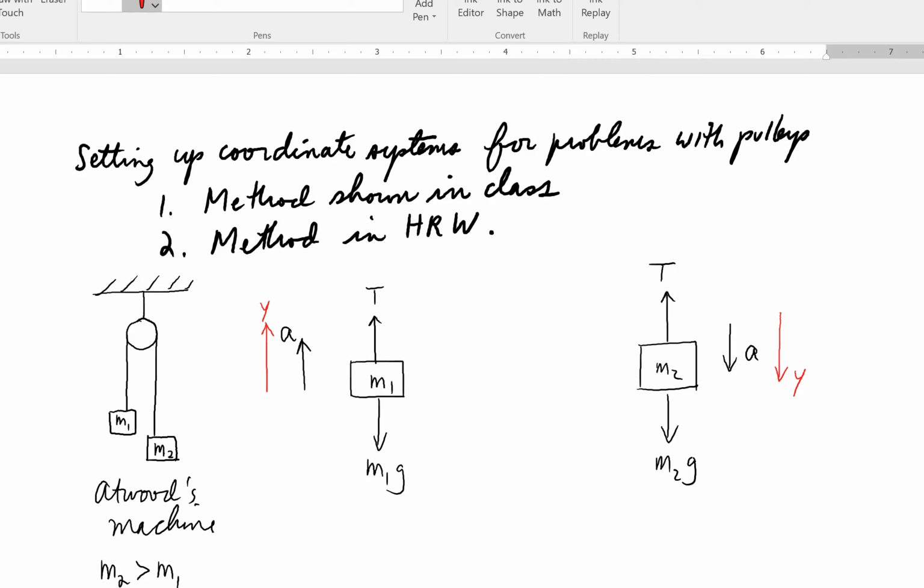Okay, now what you have to do is write the equations. So for the left-hand side, it's going to look like this. T minus M1g equals M1 times A. And on the right-hand side, you're going to get M2g minus T equals M2 times A, and the acceleration is exactly the same thing as what you used on the left-hand side. Okay, this is the method shown in class.